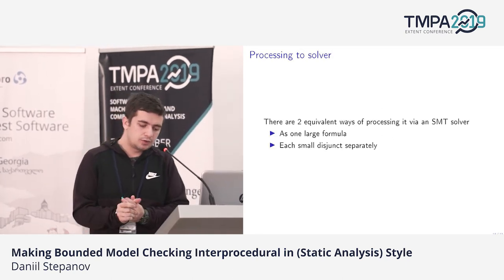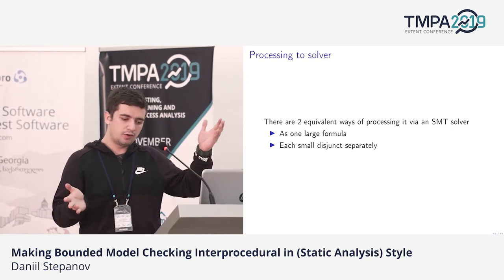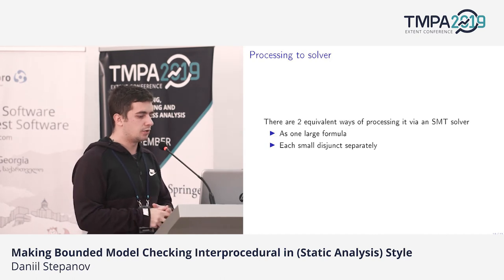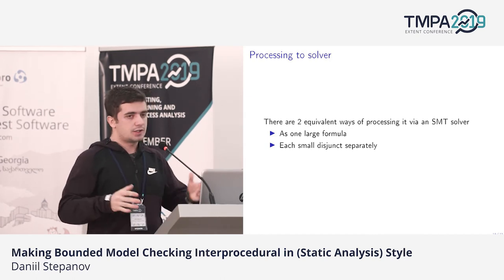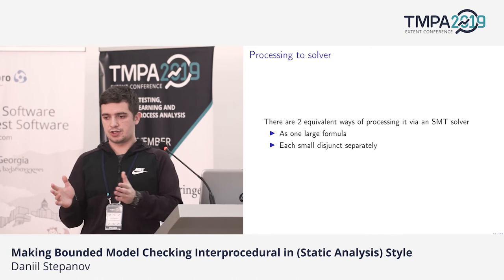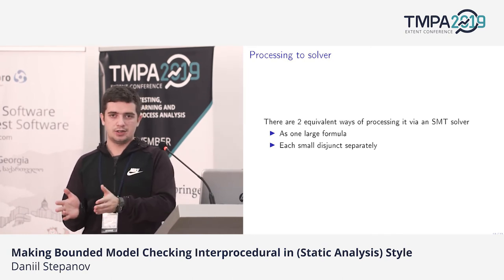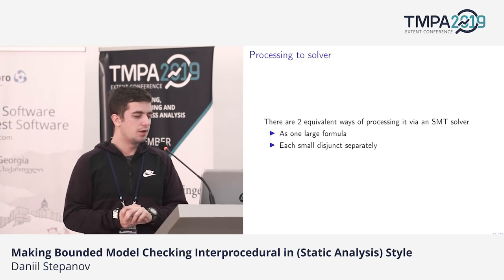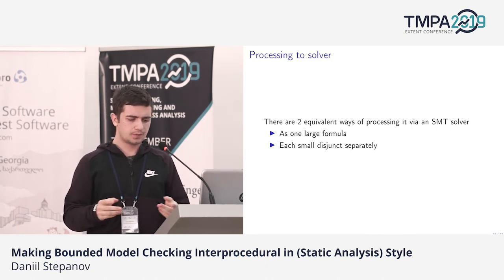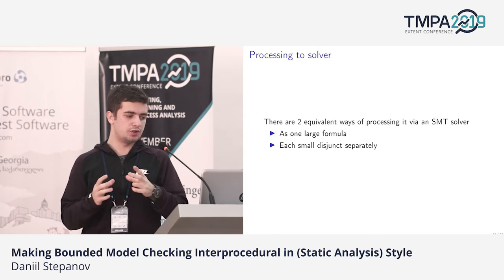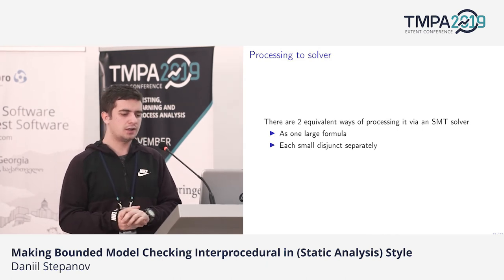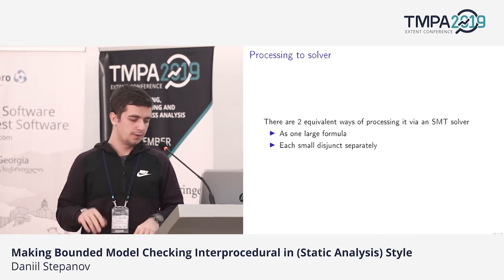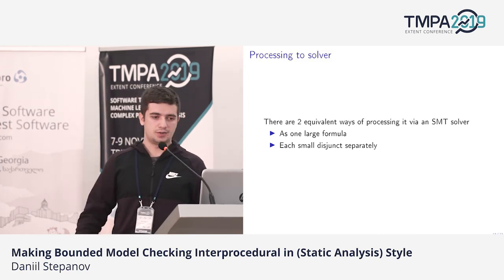Next, we need to somehow pass our big formula to the SMT solver. We can do it in two ways: as one large formula, or each small disjunct separately. Preliminary evaluation shows that we should process each small disjunct separately, and it helps to avoid the overhead of processing big SMT formulas by the SMT solver.